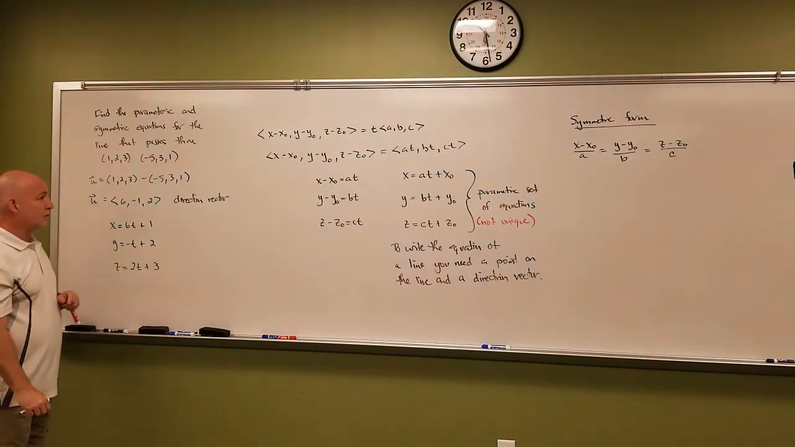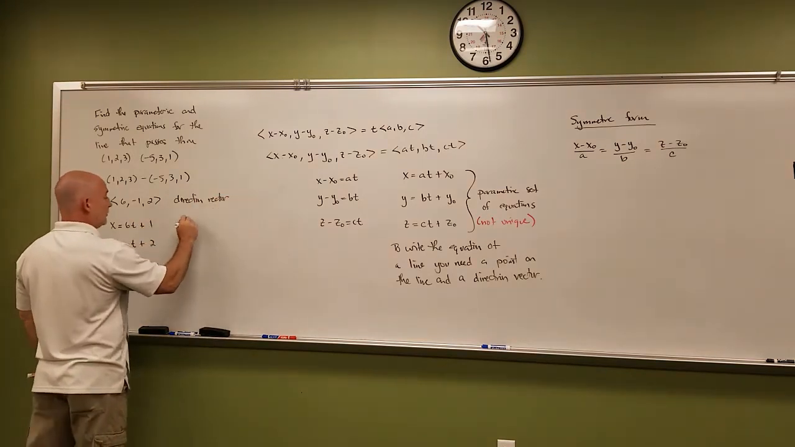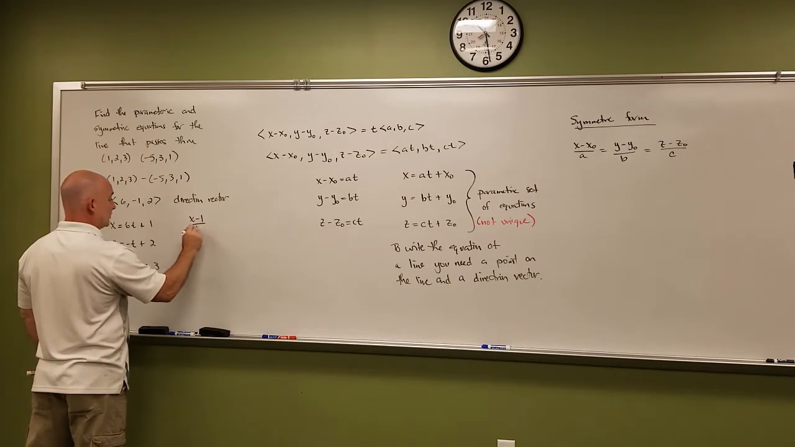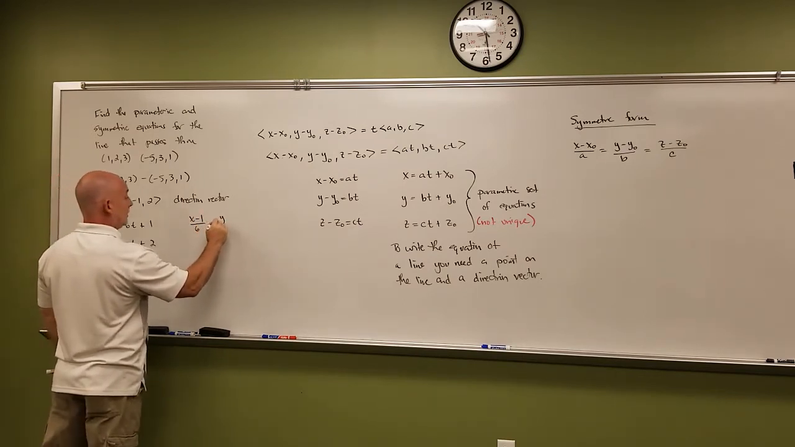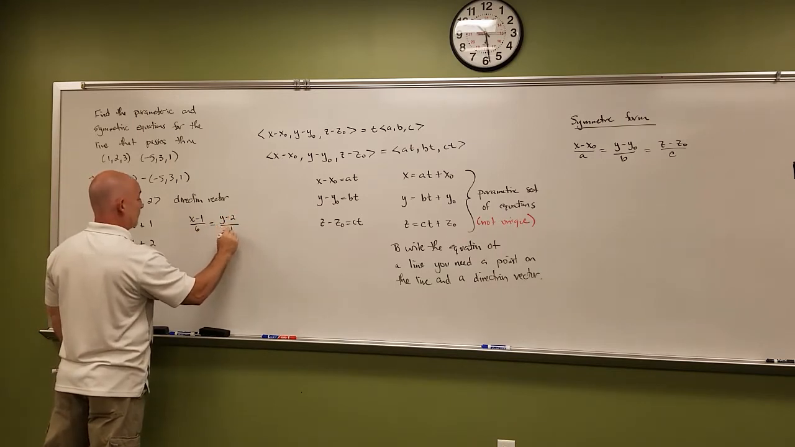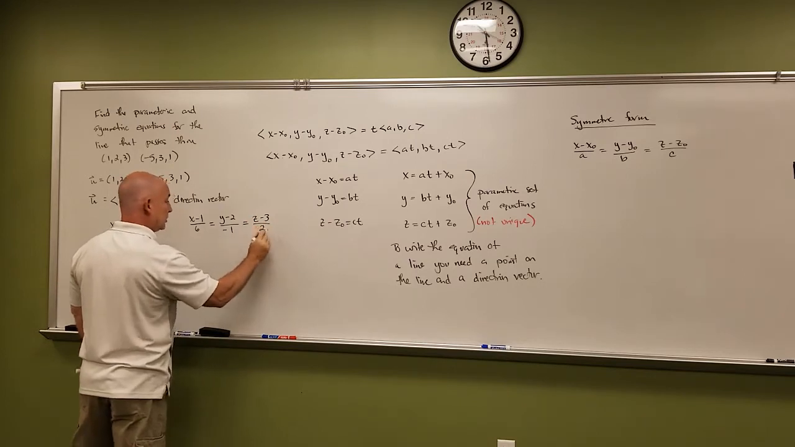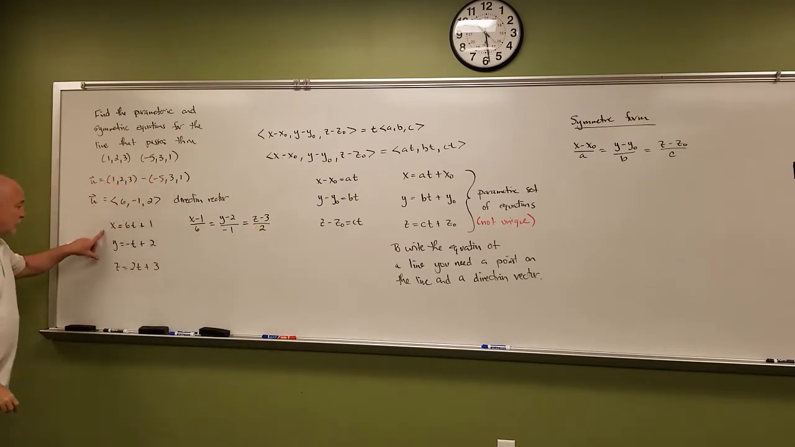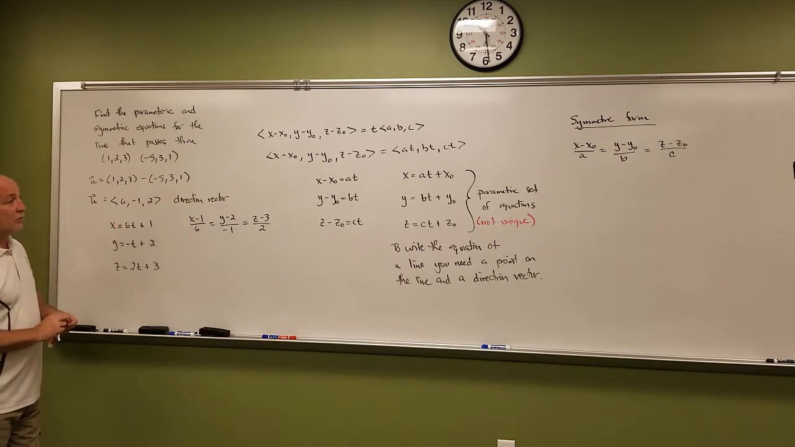The symmetric form is basically just plugging into the symmetric form. So that would be x minus 1 over 6 is equal to y minus 2 over negative 1 and that's z minus 3 all over 2. So here's our parametric form for the line, and there's our symmetric form. Again, I'm just plugging it into the formula.